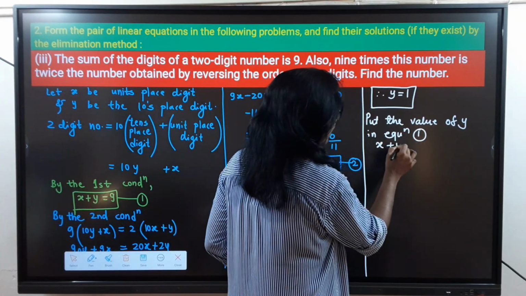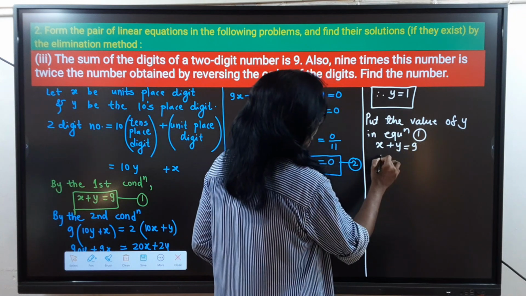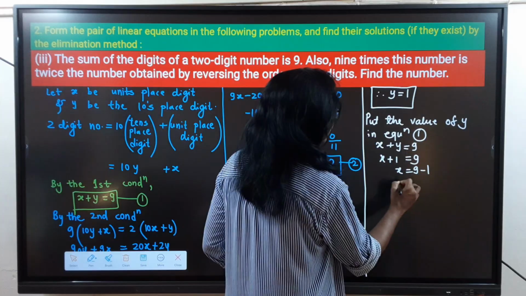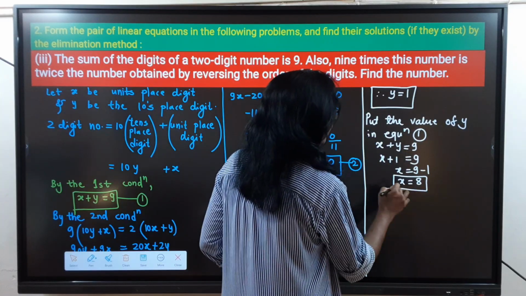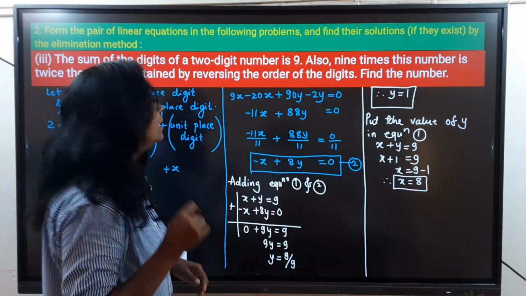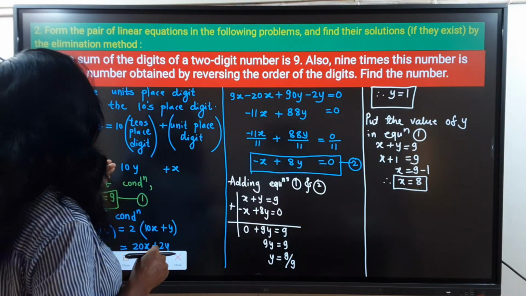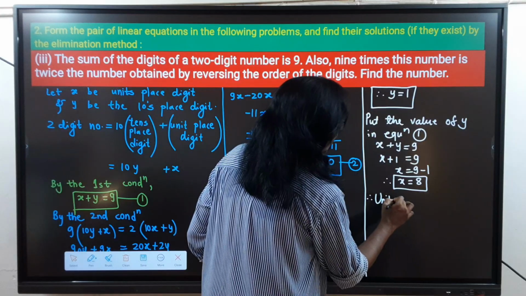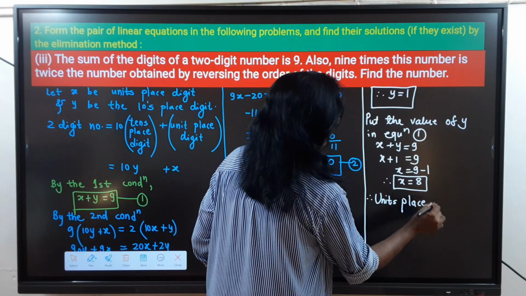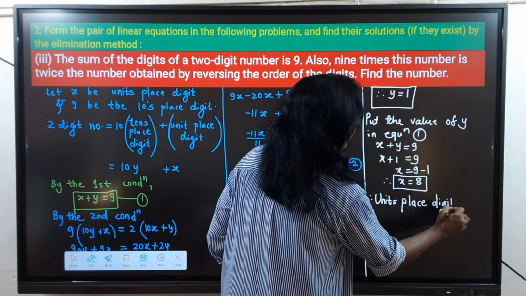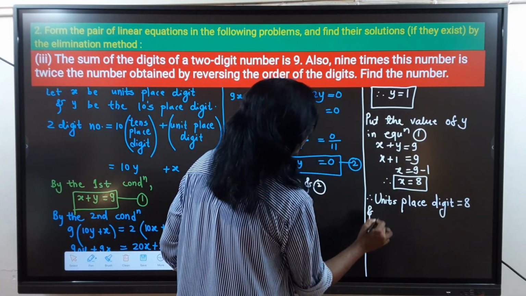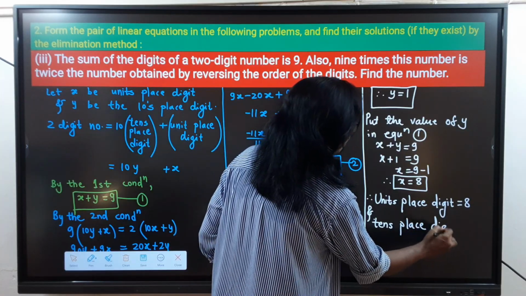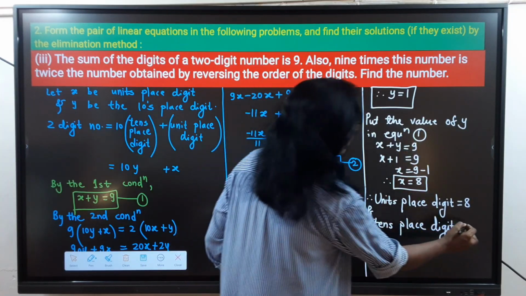So equation 1 is x plus y is equal to 9. So here x plus 1 is equal to 9. So x is equal to 9 minus 1. So x is equal to 8. Therefore y is equal to 1. Okay students, now here the numbers. That means the units place, or ones place, digit is equal to 8 and the tens place digit is equal to 1.